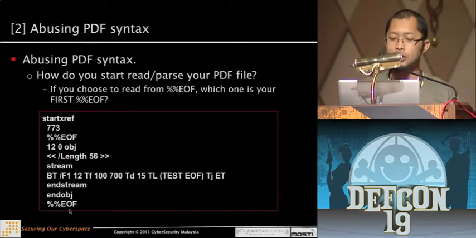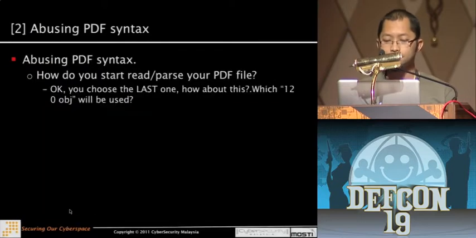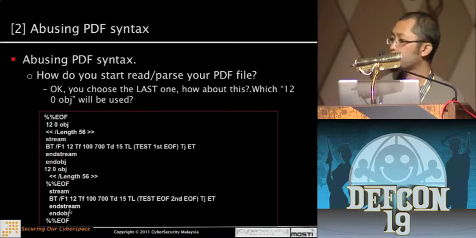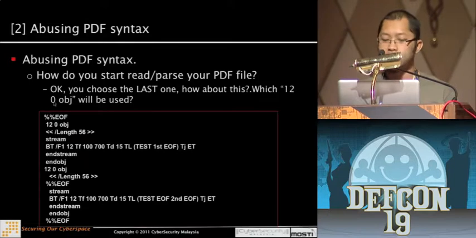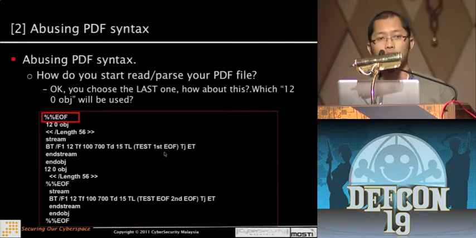And then, for example, if you choose the last one on the EOF, and take a look at object 12, okay? If you choose the last one, in this xref you have multiple object declarations for object 12. For example, you have 1, you have 2 here. So if you start from here, which data is now represented by the xref? It's represented by object 12. Because, for example, the first object 12 here has data that says test first EOF. The second one is test second EOF.